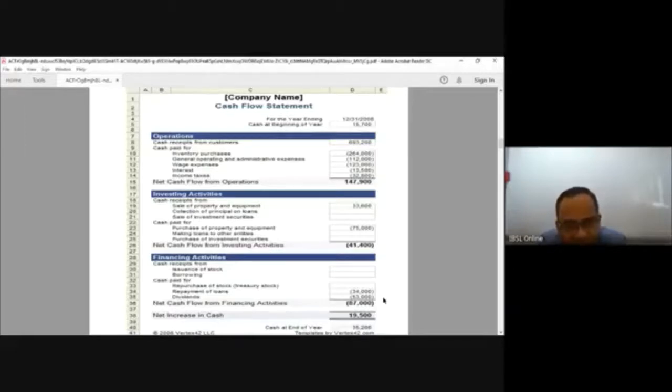Investing activities: how much cash is received from the sale of property, from any loans given, the principal and interest received, or any financial assets and investment securities which are sold, how much cash flow is generated. And then from that you deduct whatever investments are made, whatever purchases of property or equipment are bought, which are assets to the business. So you deduct it, and you know whether the cash flow generated from the investing activity is negative or positive.